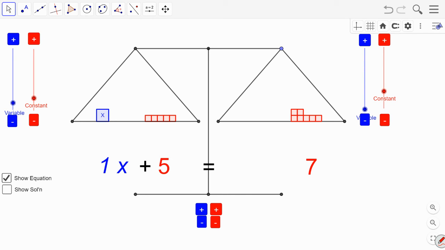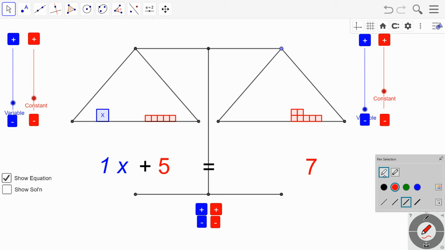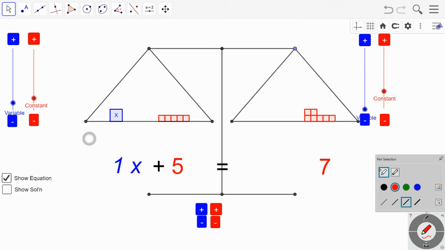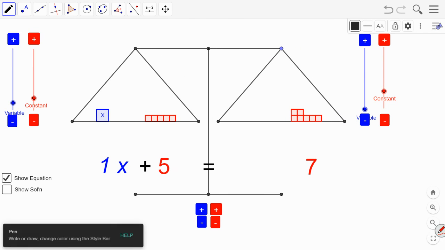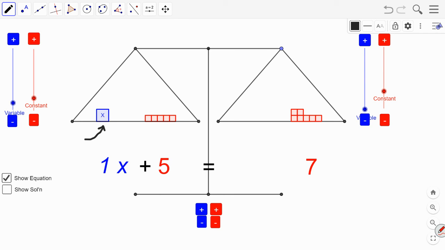Now, if I asked you to find out how much this X block weighs, we can figure that out on the scale. How do you find out how much something weighs on a scale? If I gave you this and said, figure out how much this thing weighs, and I gave you a bunch of weights that you did know, what would you do with a scale like this? You would put this on one end and put the weights on the other.